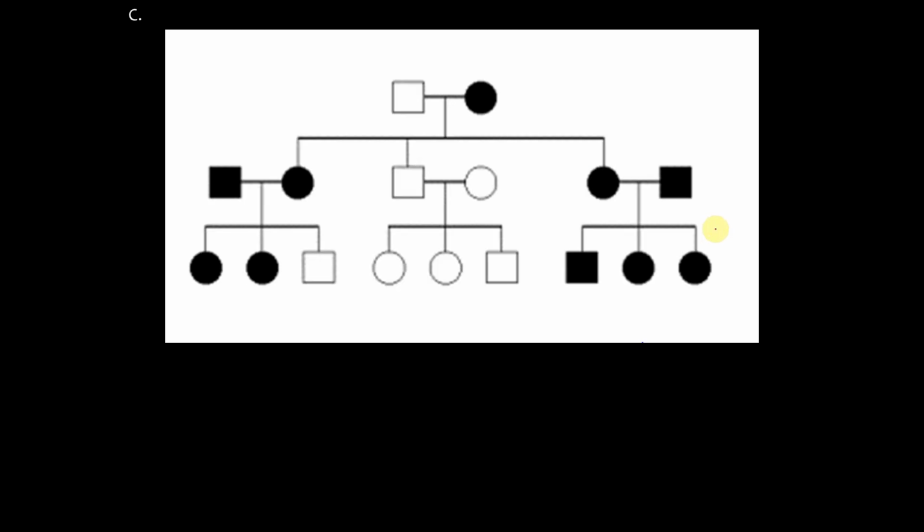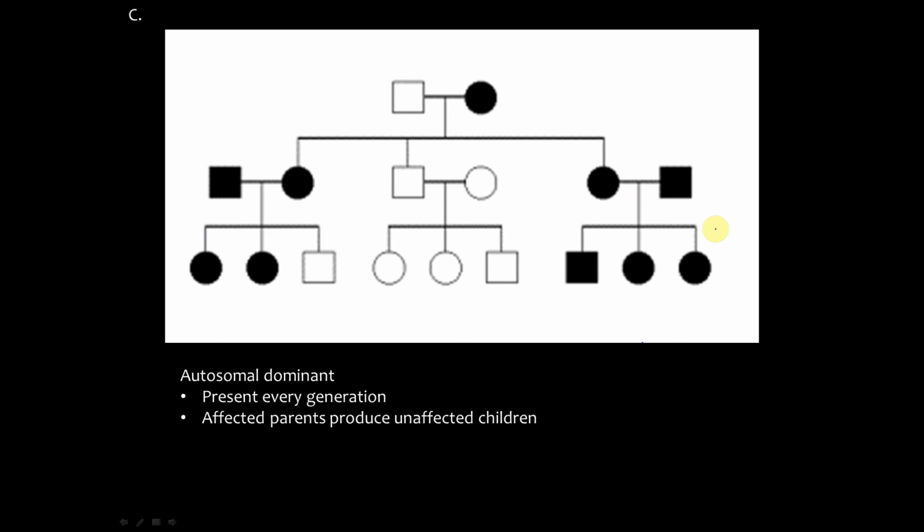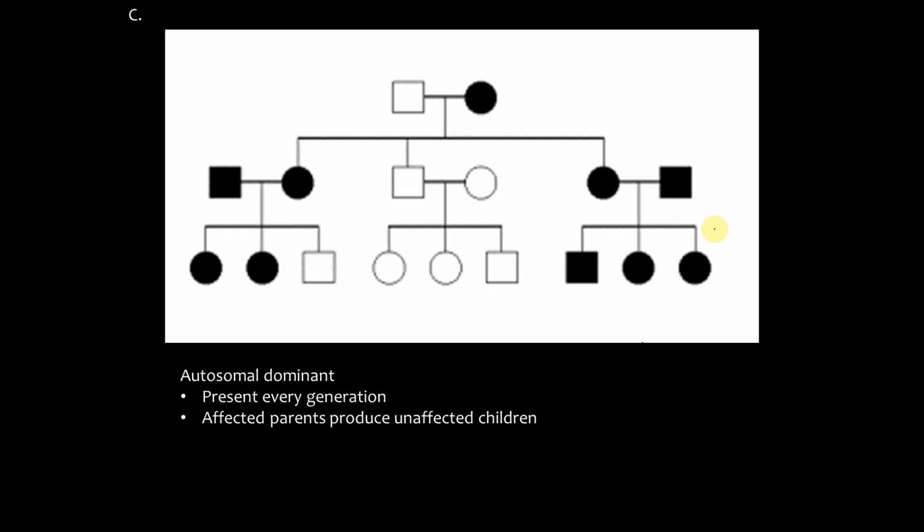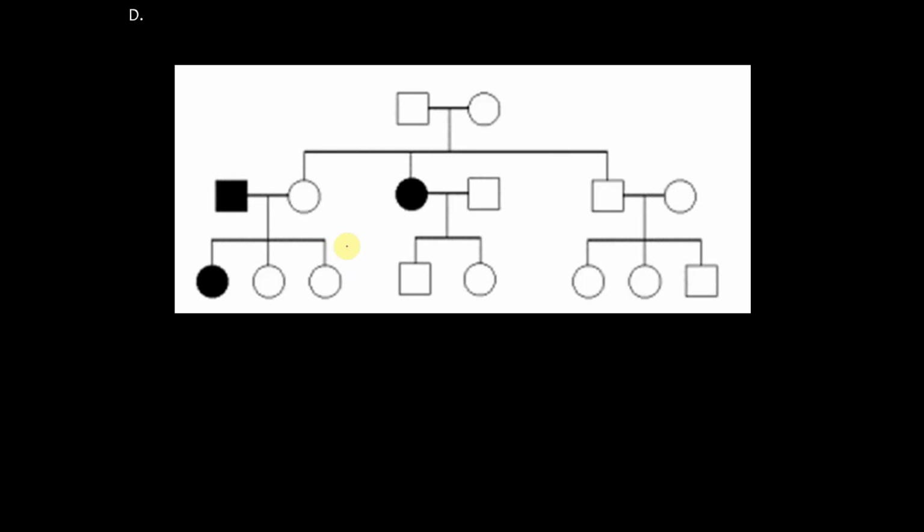This one looks weird. Well, this looks like an autosomal dominant because it's present every generation, and then affected parents produce unaffected children. Right? Because, I'm sorry, I was looking at this one, but it's actually this. Again, autosomal dominant for the same reason. This parent would have to be like this, and this child would have to be this. Okay, what about this one?